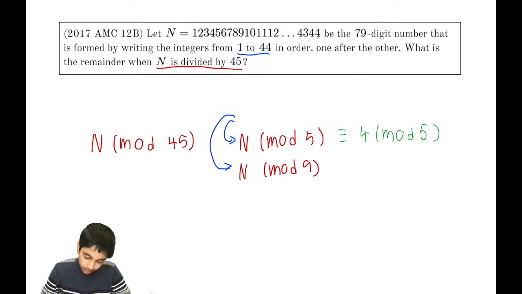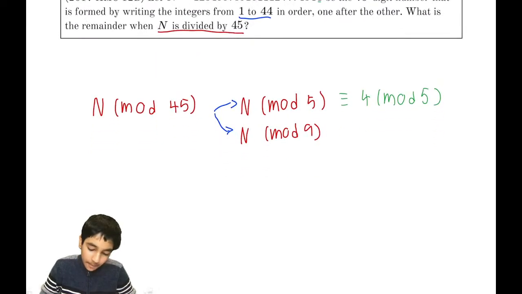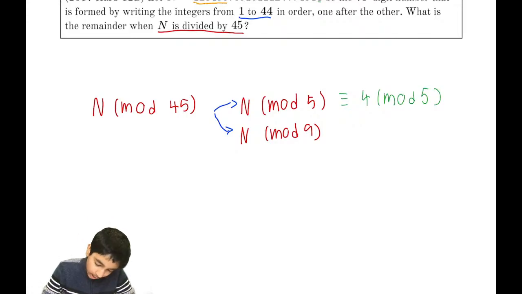Okay, so there's actually two ways to do that. Basically, we just split n mod 45 into n mod 5 and n mod 9. So there's actually a really clever way. One way is just to sum all the digits up. This is actually the way I solved it the first time I solved this problem. I did 1 plus 2 plus 3 all the way till 9.